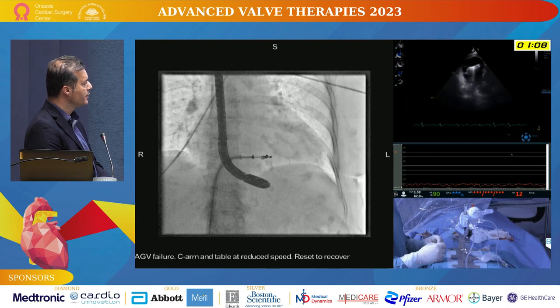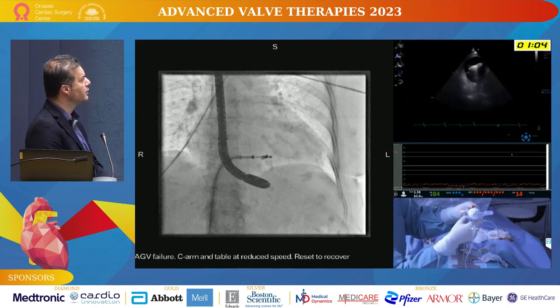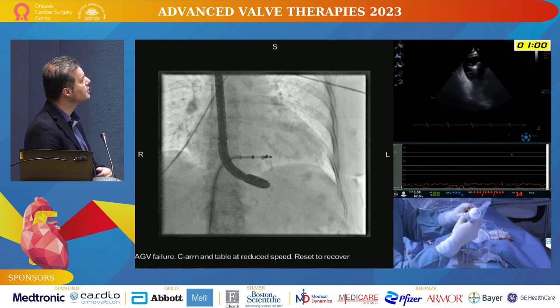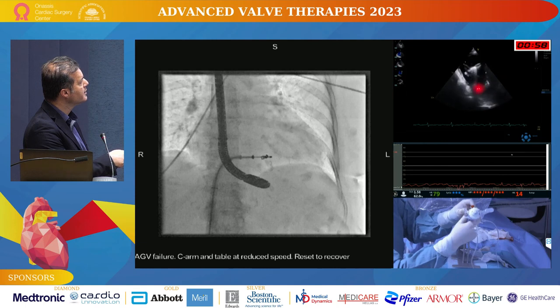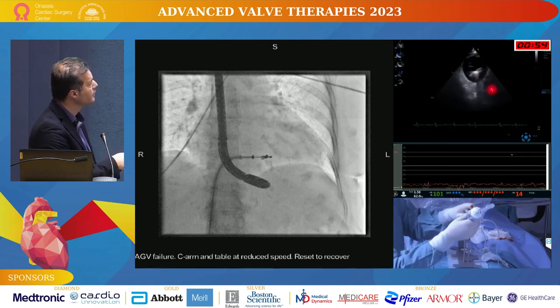But we do all these maneuvers very, very carefully. We don't rush. It's not a TAVI procedure. We don't have rapid pacing. Hemodynamics are very stable for this patient. See how we're clocking this device, making sure we have it. And now it's being pushed anterior.